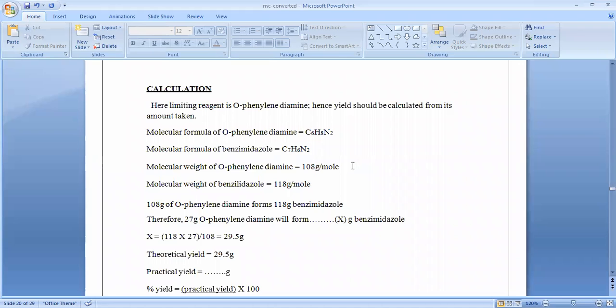Now, what will be the molecular weight of orthophenylene diamine which we have used for the synthesis? That is 108 grams, and the molecular weight of benzimidazole is 118 grams. So we are synthesizing benzimidazole, that means 108 grams of orthophenylene diamine is going to form 118 grams of benzimidazole due to the condensation reaction with formic acid, in the presence of formic acid.